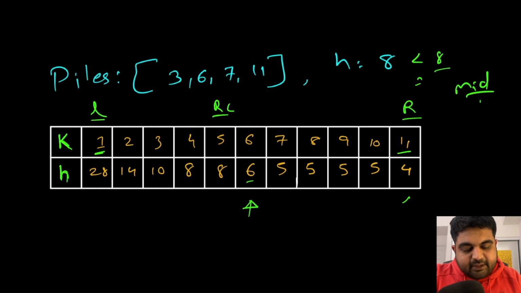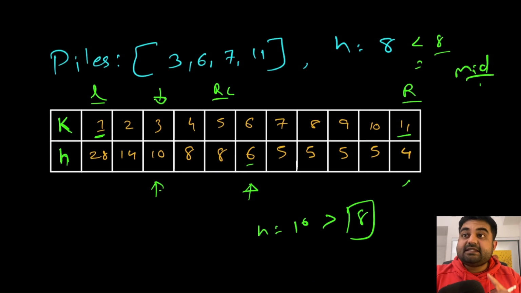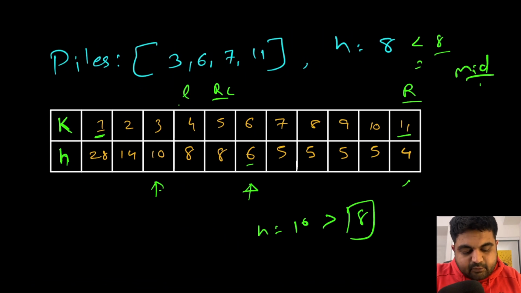Once again, we try the mid operation. Now we realize that the mid pointer is this one. So hours is equal to 10, which is greater than the target hour we had, value number 8, which means we will have to increase the speed in this case. Since we have to increase the speed, we update our left pointer to come over here.